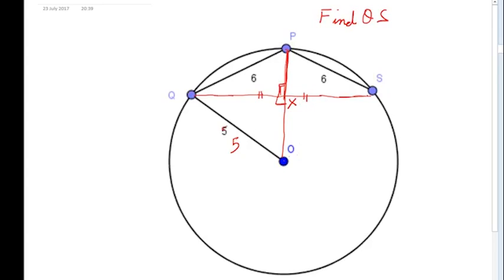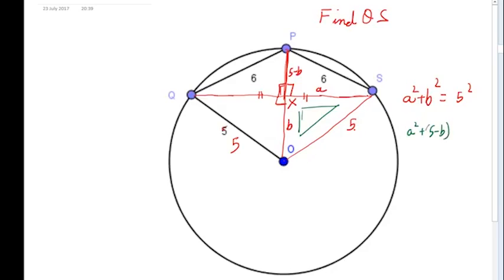We know the total distance will be 5. This distance will be 5. Okay, so we need to find QS. So let's assume this length to be A and this length to be B. Then this length becomes 5 minus B. And since this is also 90, now again we get two equations. We get A square plus B square equal to 5 square from this particular triangle, and from the other triangle, we'll get A square plus (5 minus B) square equal to 6 square. And then you can solve these two equations to get the answer.